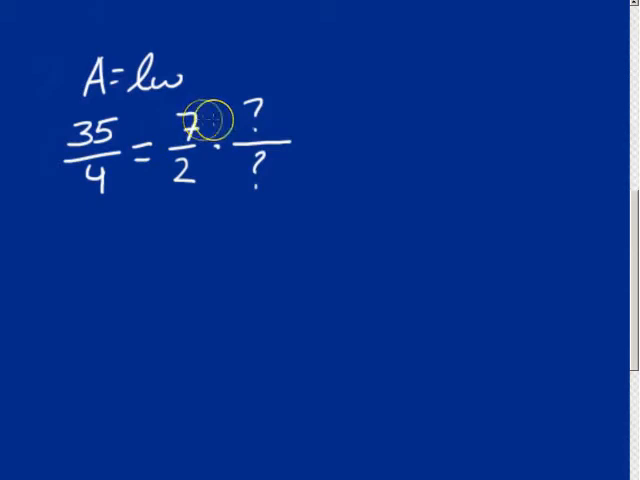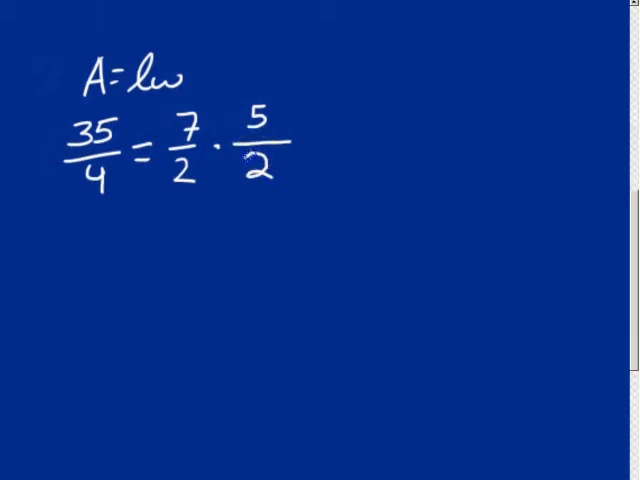Because this is just multiplying across fractions, you just multiply across the numerators and multiply across the denominators. 7 times what is 35? Hopefully we should be able to get that pretty quickly. 7 times 5 is 35, so you write down the number 5 on top. Now that's not the answer yet, though. We also need to know 2 times what is 4. We need to resolve the denominators as well. Well, 2 times 2 is 4, so that would have to be 2.